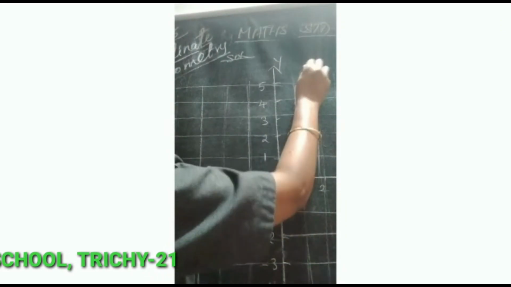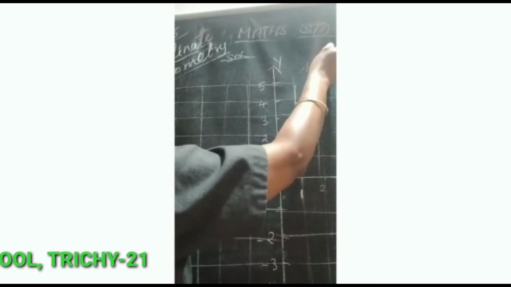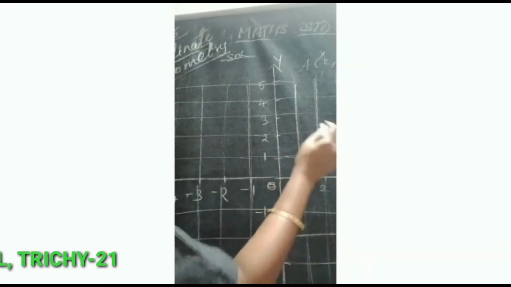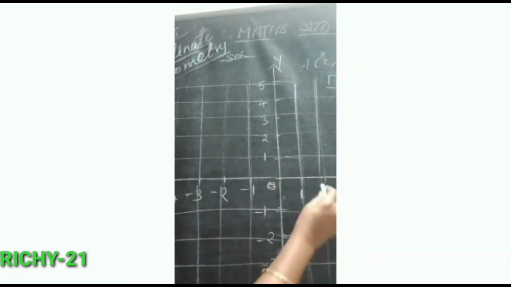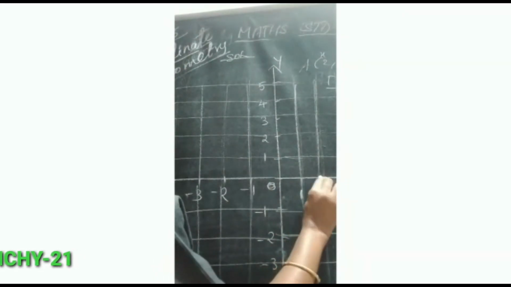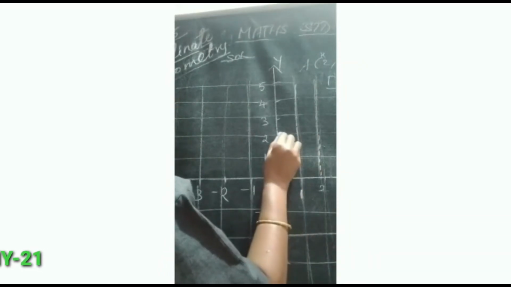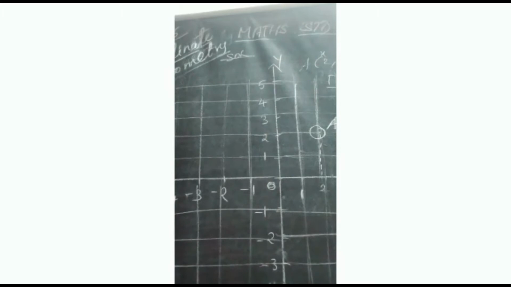The first point A is 2, 2. Both the x coordinate and y coordinate are positive, so point A lies in quadrant number 1. See here, in the x axis 2 is here. You can draw the dotted lines. Here in the y axis plus 2. So here is point A, 2, 2. The first point is over.